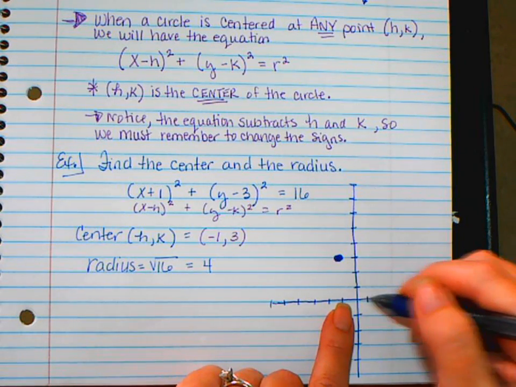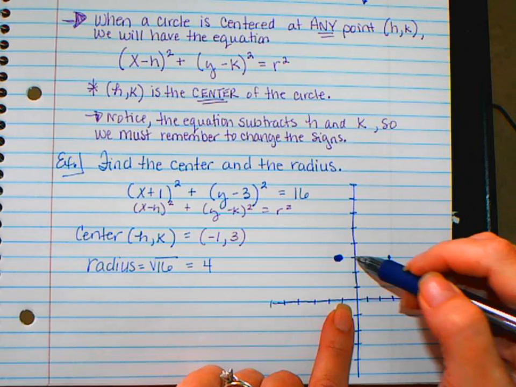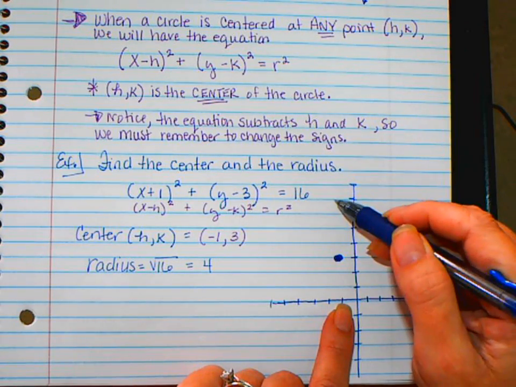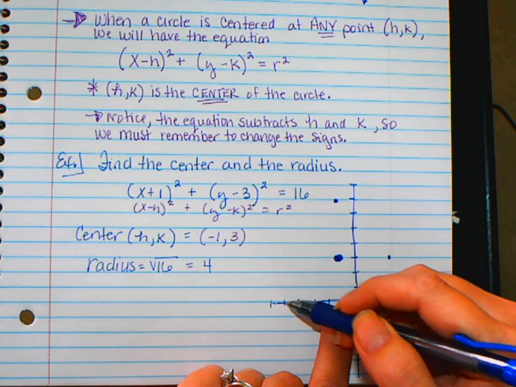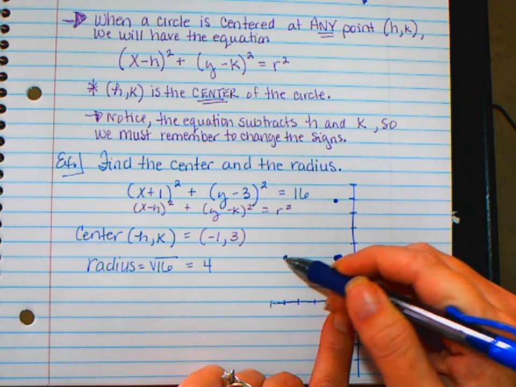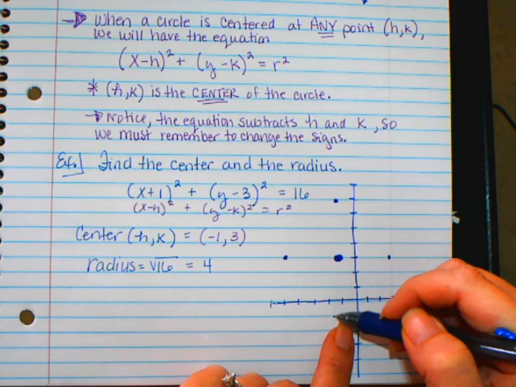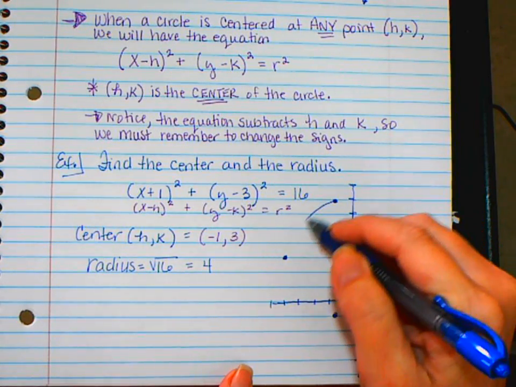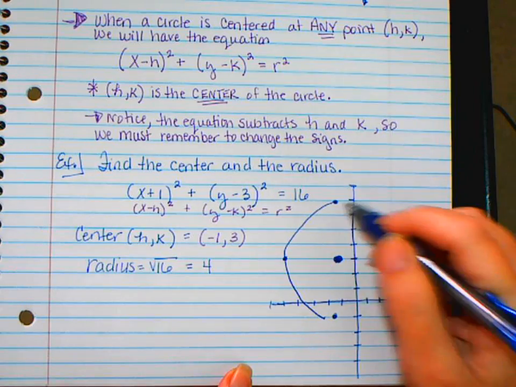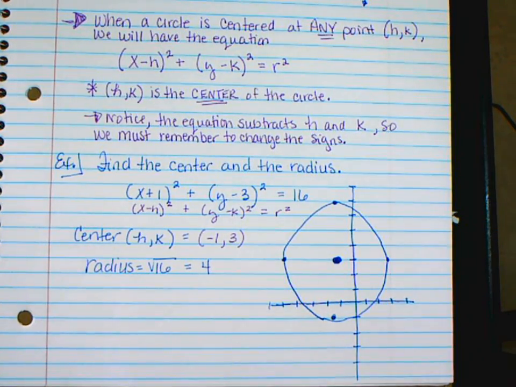So I go 1, 2, 3, 4. 4 to the right, 4 up, 4 to the left, and then 4 down. Make sure you don't make those straight lines. It's a circle, so best you can without graph paper and a compass. Beautiful.